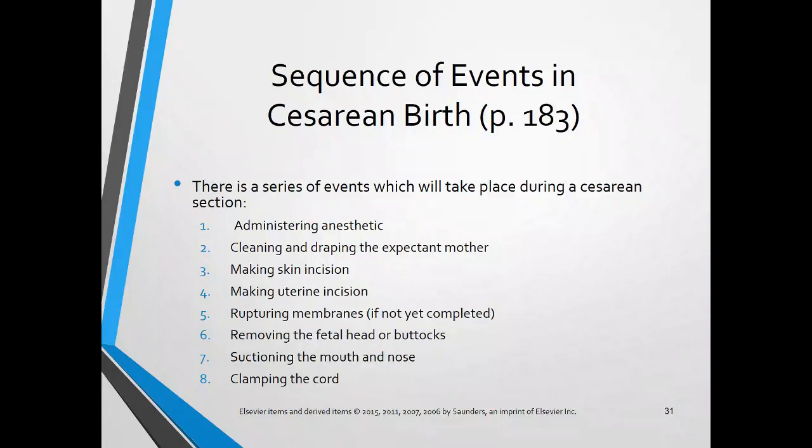Sequence of events, what's going to be occurring during a C-section. Administering the medications, cleaning and draping the mother, making the incision, making the uterine incision, rupture membranes if it already hasn't been done, completion of the fetal head, and then suctioning, and then clamping of the cord.